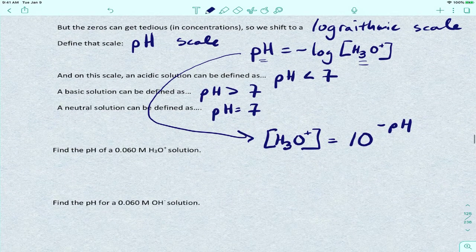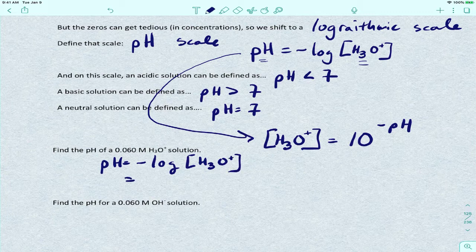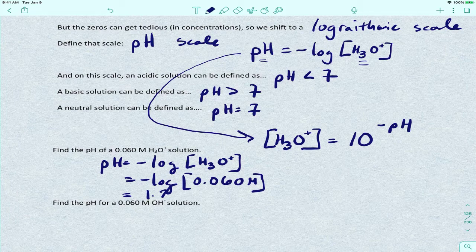Okay, and so here's our first question. Find the pH of a 0.060 molar H3O plus solution. The way this works, we use our equation. pH is equal to the negative log of the concentration of H3O plus. And then we take the negative log of our value, 0.060 molar. If we take the negative log of 0.060, the pH is going to be 1.22, so this is going to be very acidic.